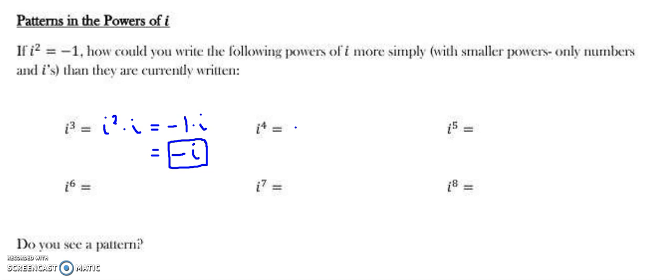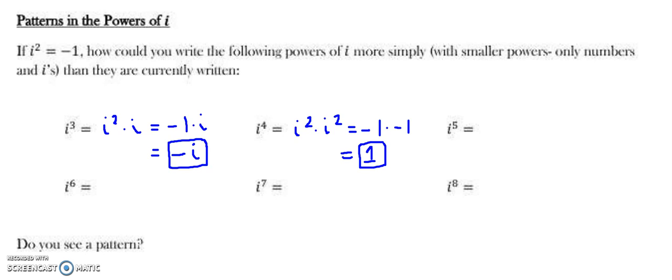Next, we move on to i to the fourth. i to the fourth can be broken down as i squared times i squared. And since i squared is equal to -1, that makes this -1 times -1. And -1 times -1 is +1. And so anytime we see an i to the fourth in a problem, we can replace it with a +1.